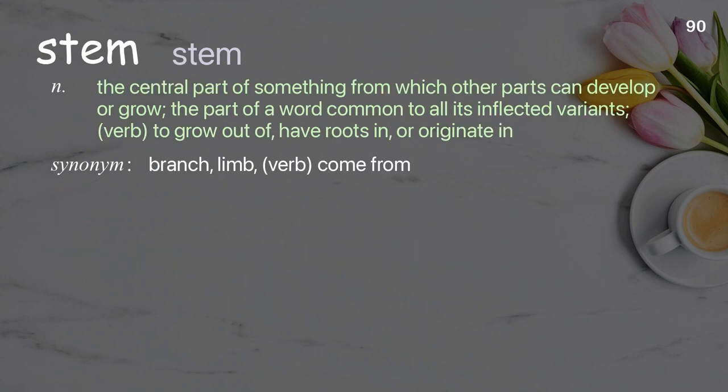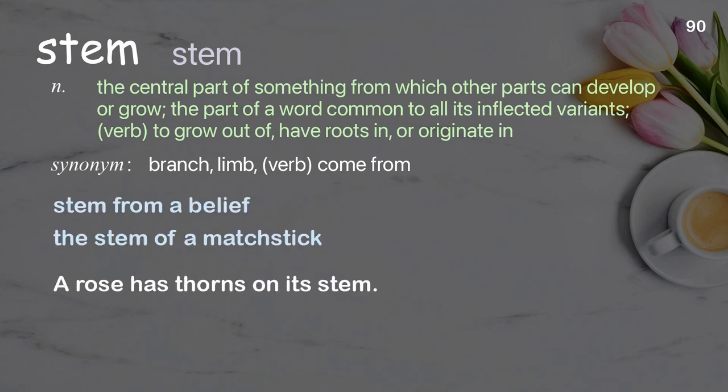Stem. The central part of something from which other parts can develop or grow. The part of a word common to all its inflected variants. Verb, to grow out of, have roots in, or originate in. Examples: Stem from a belief. The stem of a matchstick. A rose has thorns on its stem.